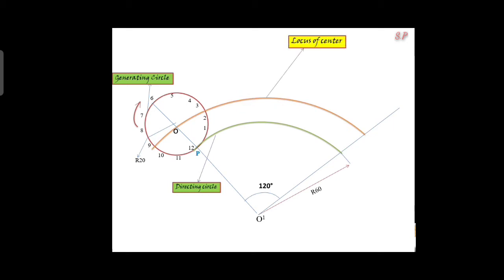After drawing this locus of the center, you have to divide the directing circle also into 12 equal parts. So 120 divided by 12, you will get 10 degree. By using your protractor, you take a 10 degree angle, you locate the point O1. Next you take another 10 degree, you locate the point O2, and similarly you divide the 120 degree angle into 12 equal parts.